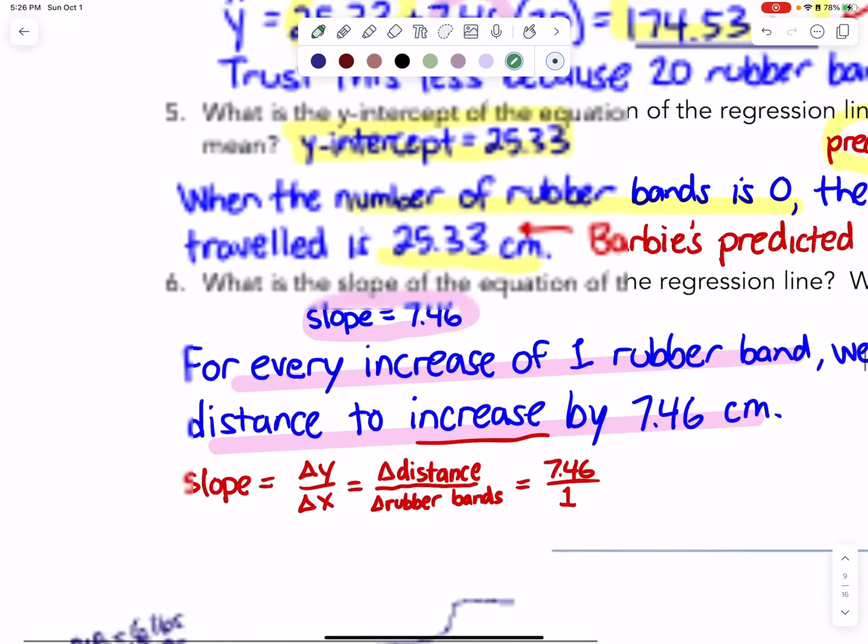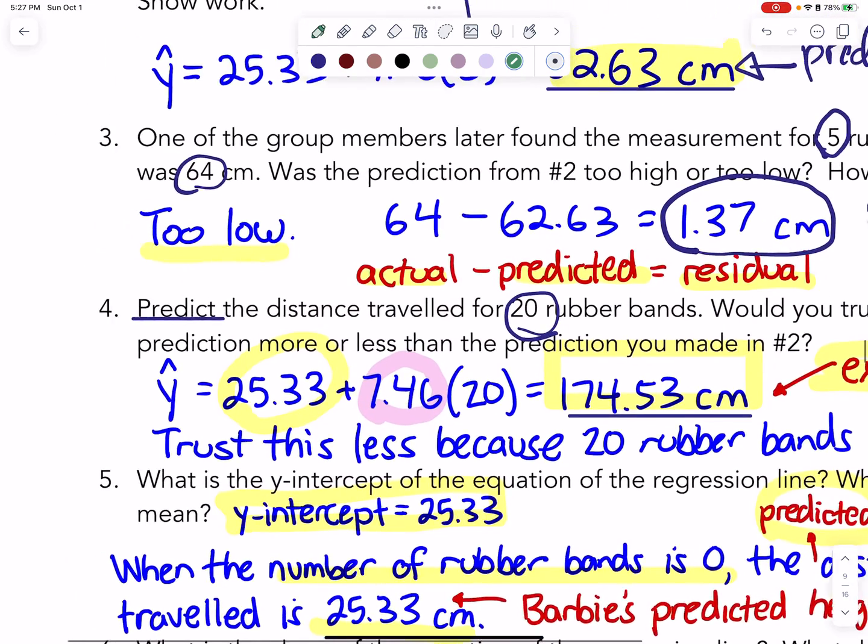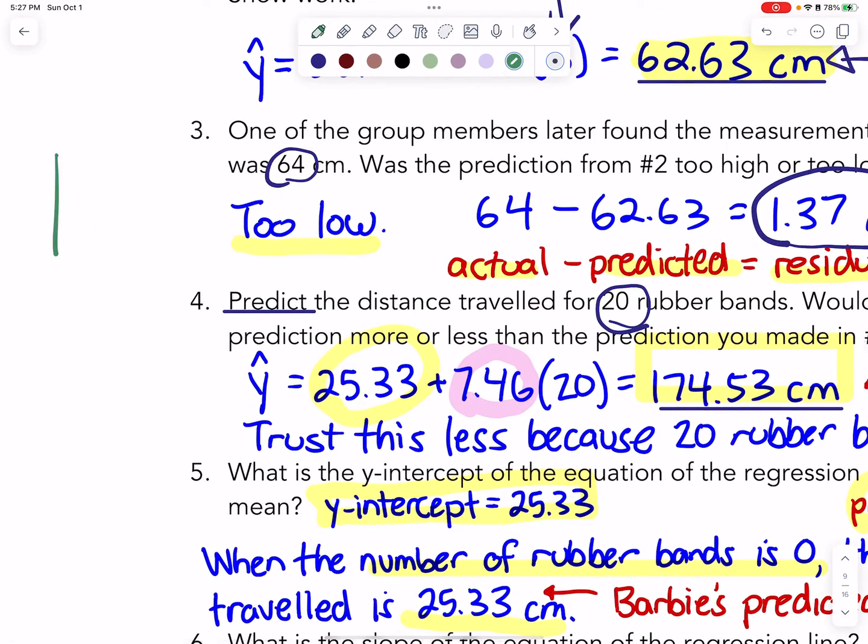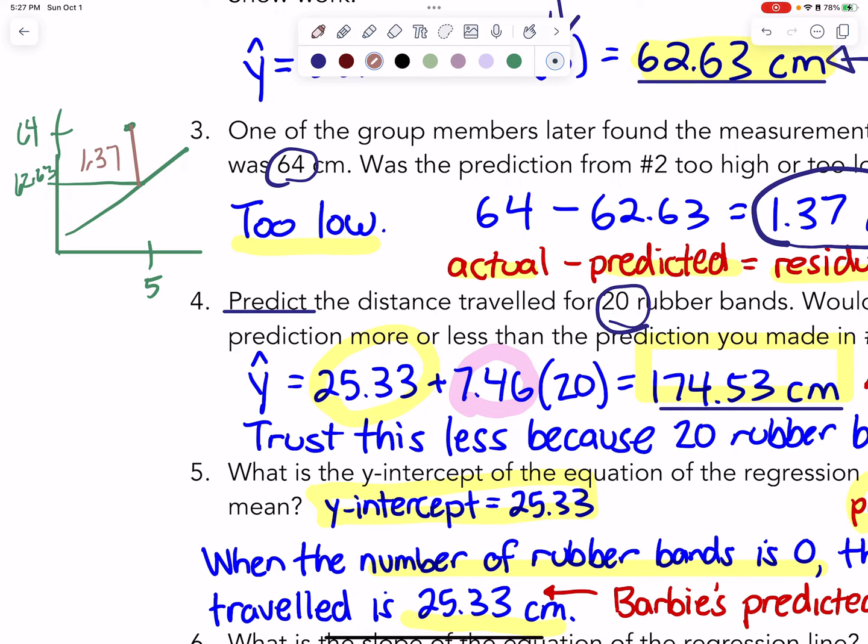Kind of what we did over here, where this one here, we had 5. We predicted 62.63, but his actual was 64. So the picture would look like this. This distance here is 1.37, and we say that's the residual because that's the actual data minus the predicted data.